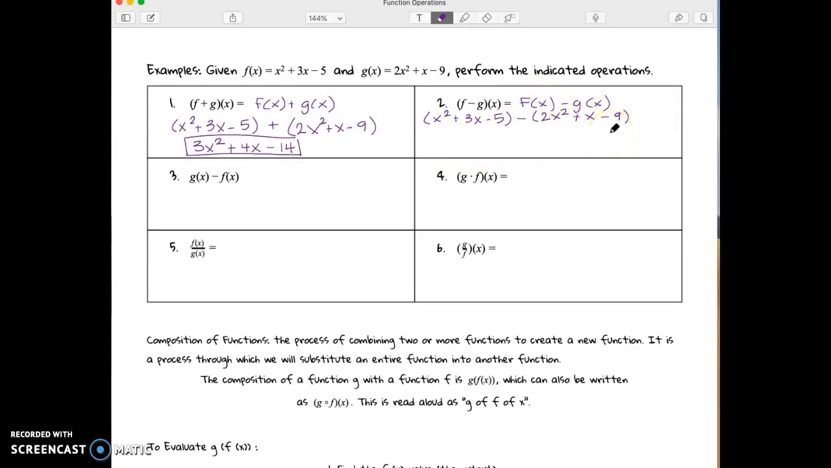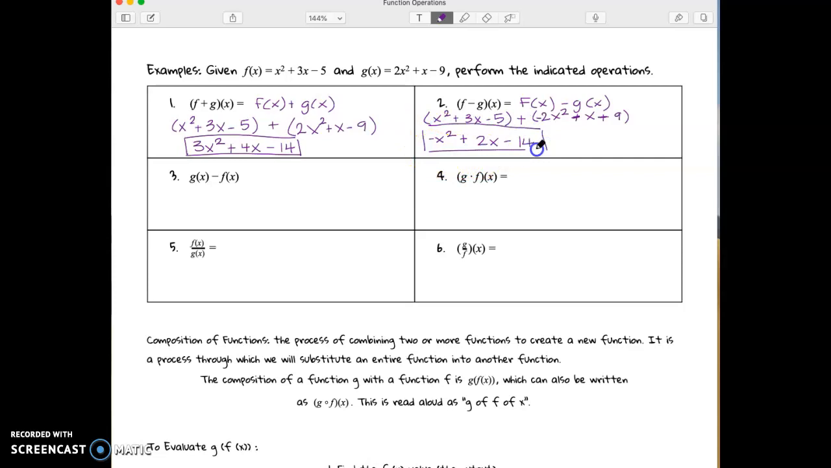So there's lots of different ways that you might think about it. I typically just say, well, I don't want it to be subtraction. I'm going to add that and then distribute the negative, which means the sign of everything behind it changes because it's like distributing the negative 1. And then we combine like terms. x squared minus 2x squared is negative x squared. 3x and a negative x is a 2x. And a negative 5 and a negative 9 is again going to be a negative 14.